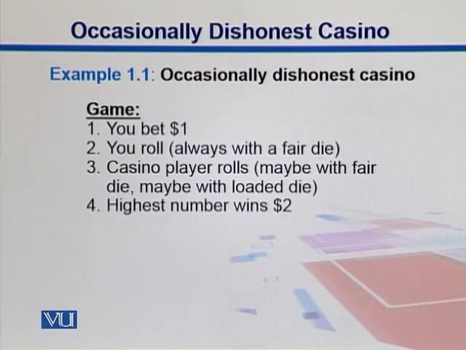What if he uses the loaded die all the time? In that case, obviously, you can straight away doubt that they have some issue with their die. So generally, they don't use this die most frequently. That's why it's occasionally dishonest. If they were dishonest all the time, obviously, one would not go and play over there. The casino player rolls maybe with the fair or maybe with the loaded die, and the highest number, 6, wins.